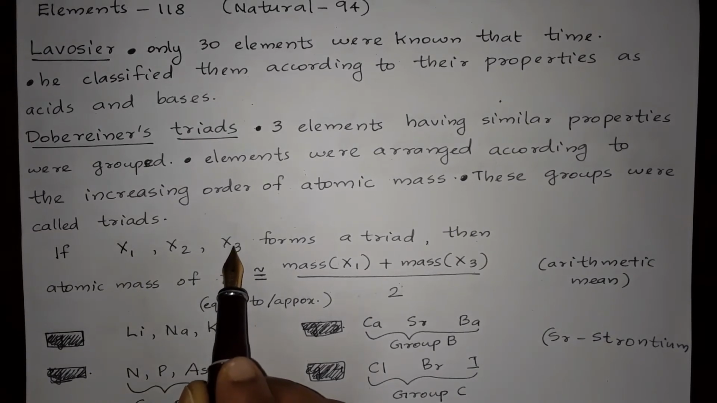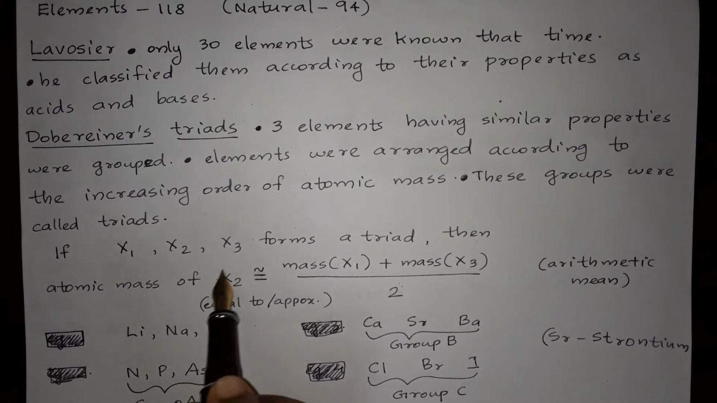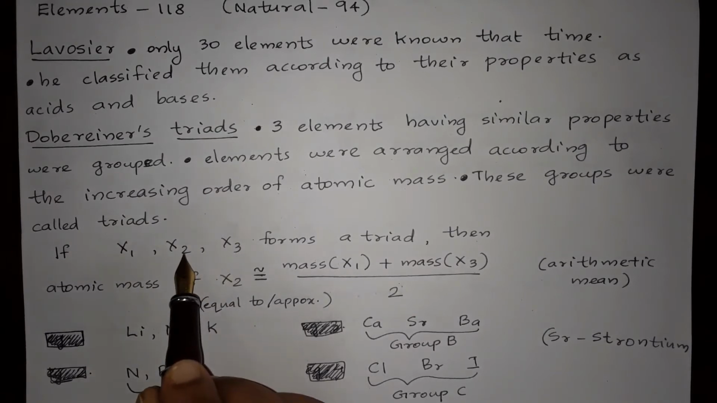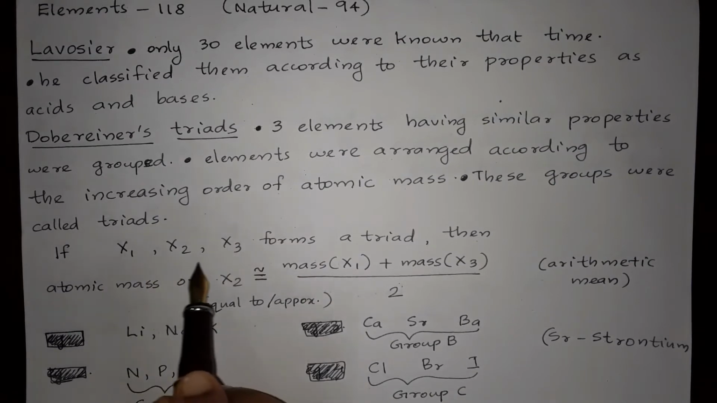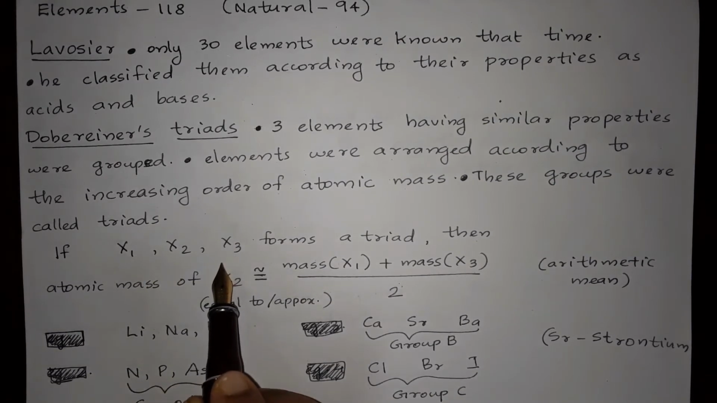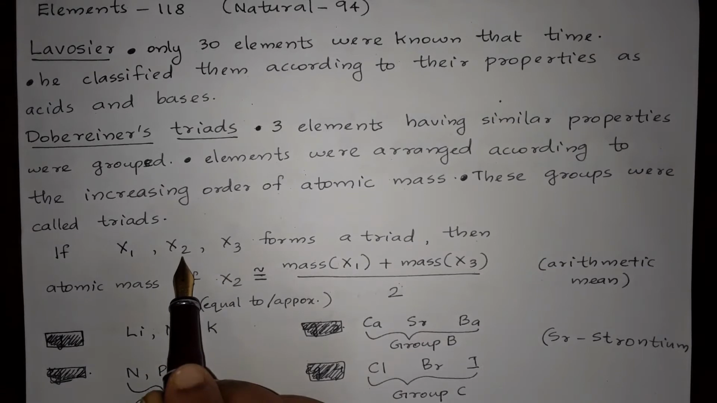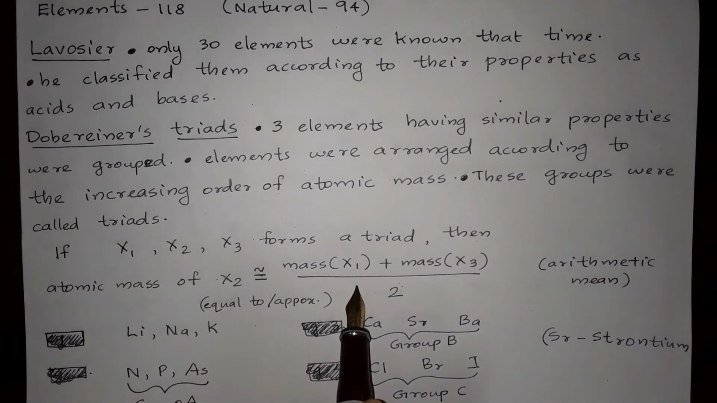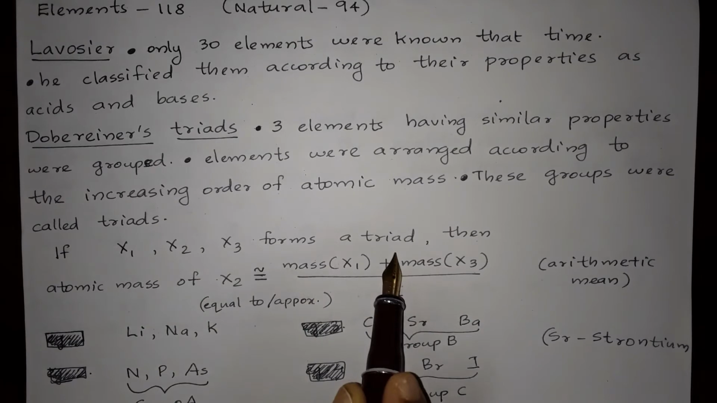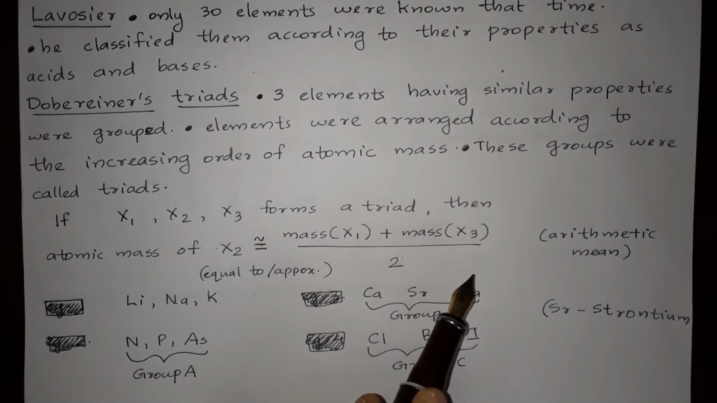Okay, in a triad there will be 3 elements. See, these 3 elements are arranged in the increasing order of their atomic masses. So the atomic mass of the middle one will be the average or the arithmetic mean of the atomic masses of the first one and the third one. That is represented here.